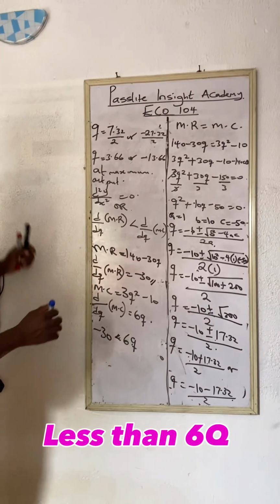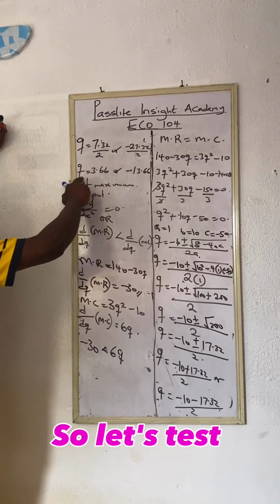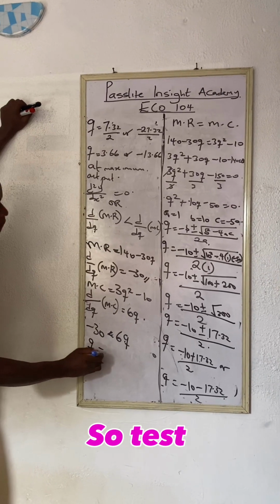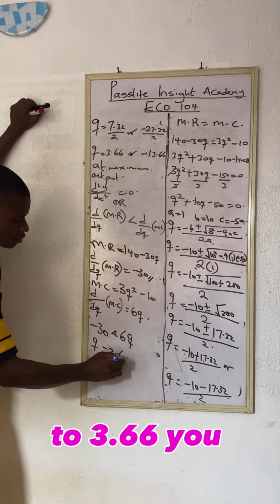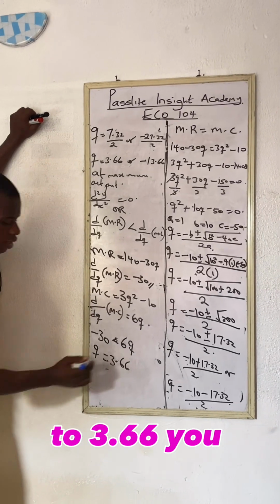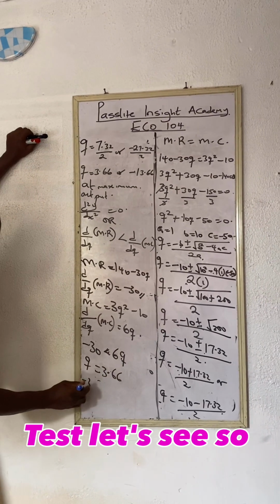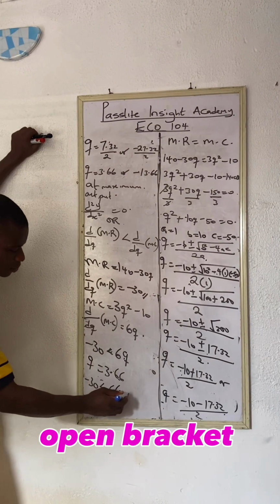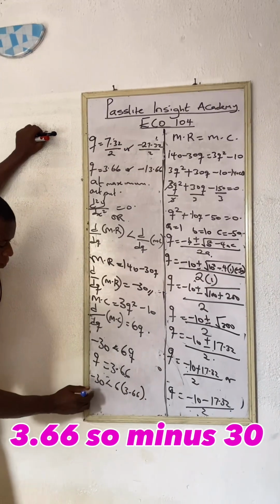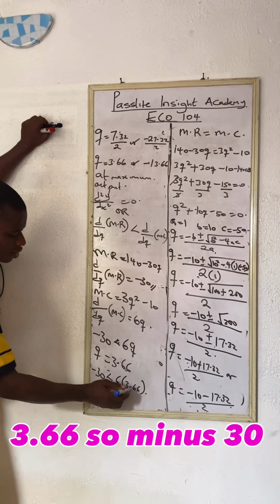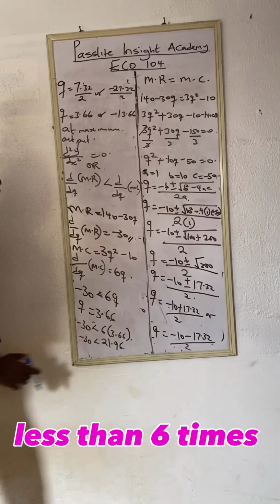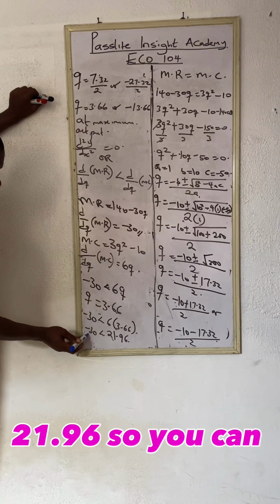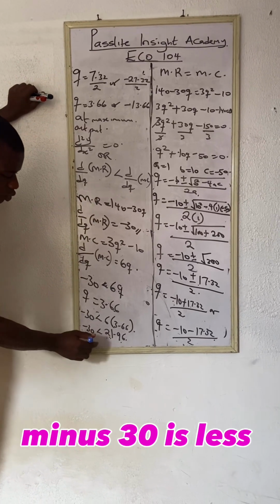So let's test. You want to know whether it is at this or this. So test when Q is equal to 3.66. Let's see. So that will be minus 30 less than 6, open bracket, your Q is 3.66. So minus 30 less than 6 times 3.66, 21.96. So you can see now minus 30 is less than 21.96, so it's correct.